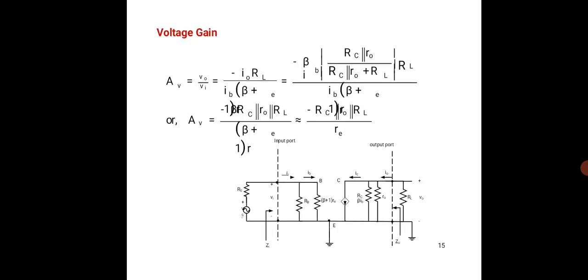Voltage gain. The voltage gain is defined as the ratio of the output voltage to the input voltage, and the corresponding expressions are given. Of course, it is scattered. Here you see what the voltages associated are, what the output voltage is and what the input voltage is. That will be your voltage gain.